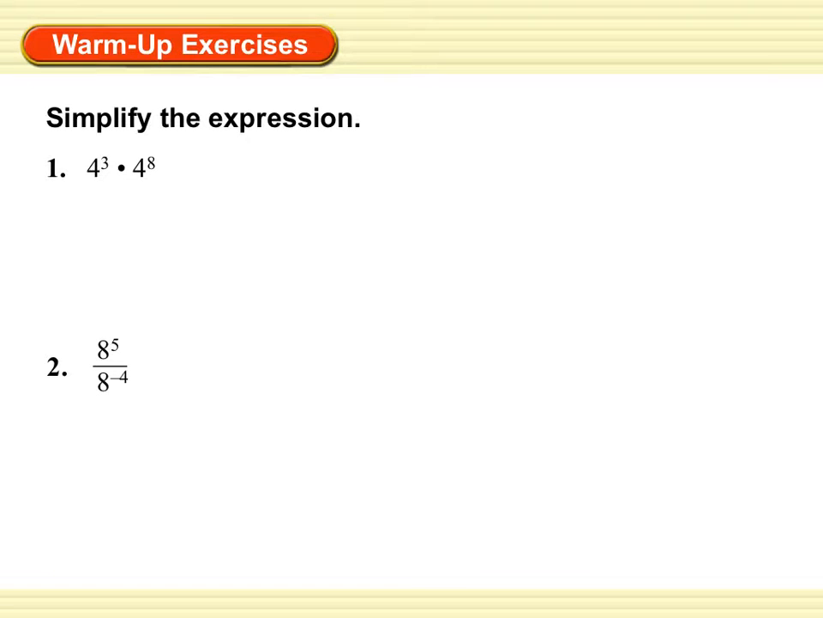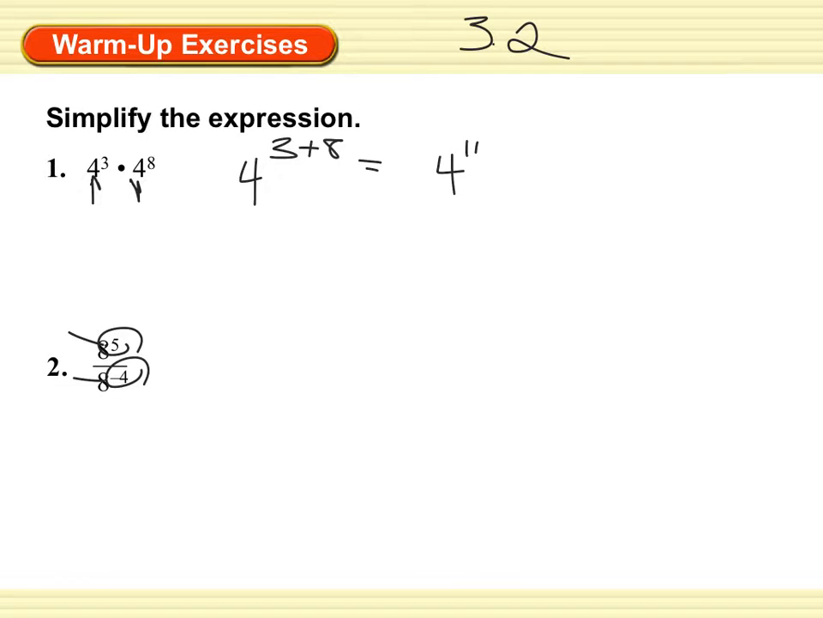All right, Algebra 2, we are in Chapter 3, Section 3.2 today, applying the properties of rational exponents. A little bit of a review first. If you remember, when you have the same base, which is a 4, you add the exponents. 3 plus 8 is 11. Next, when you have the same base, which is the 8, and you're in a fraction mode, you subtract the exponents. So 5 minus a negative 4 is in fact 9.